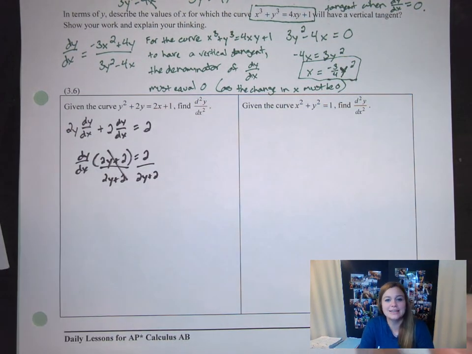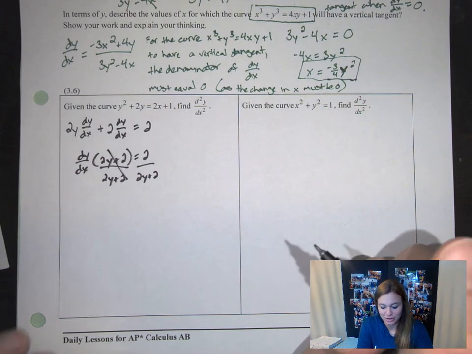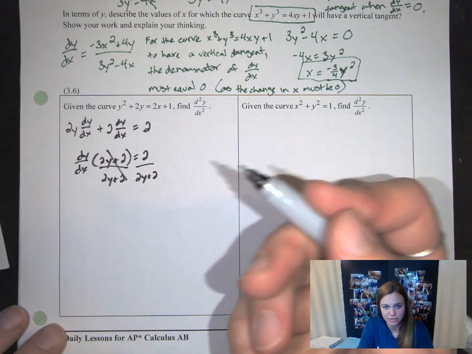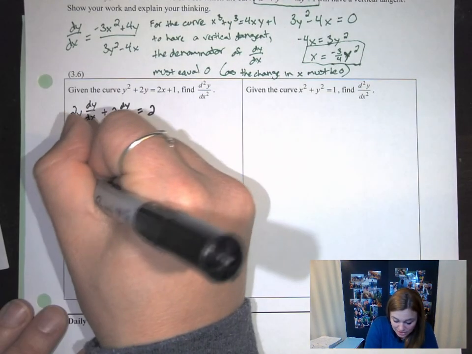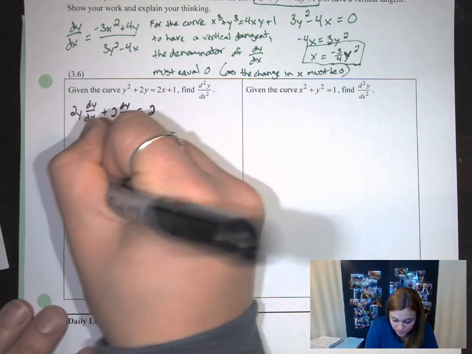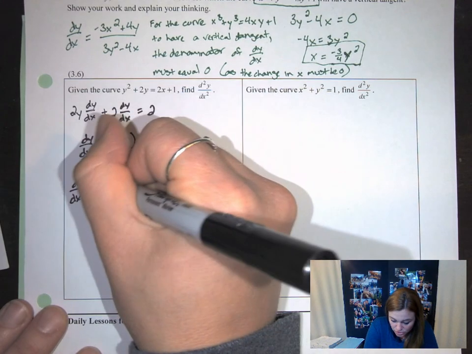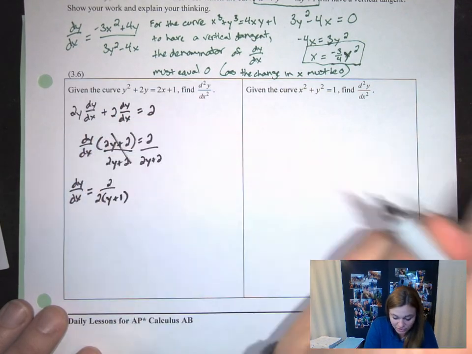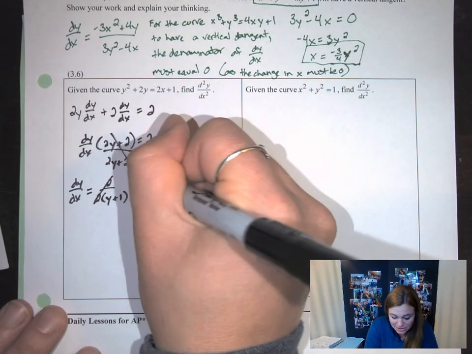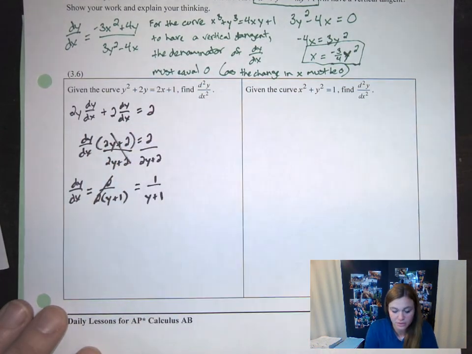And this is where I take my no simplifying rule and throw it out the window, because I actually think you should simplify if you're going to take the derivative again. So here I'm going to say dy/dx is equal to 2 over 2y plus 1 if I factored that out. So I really just have 1 over y plus 1.